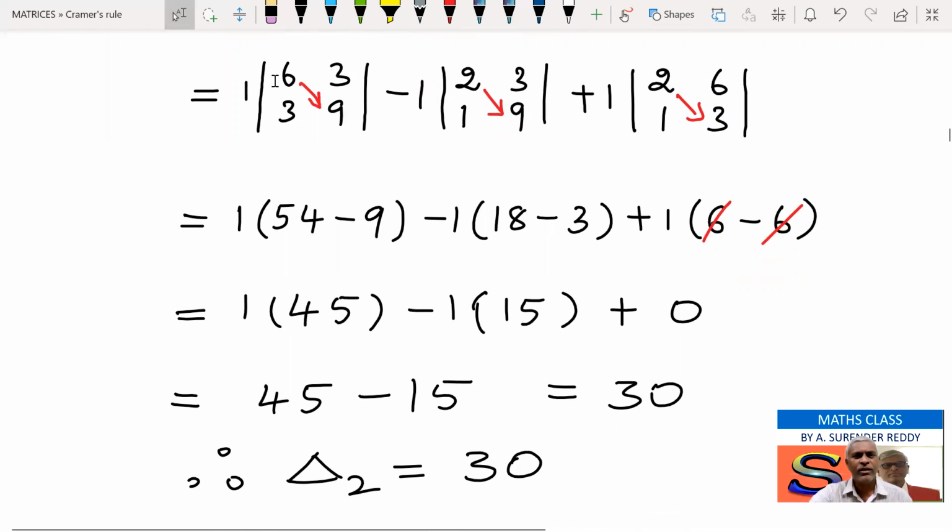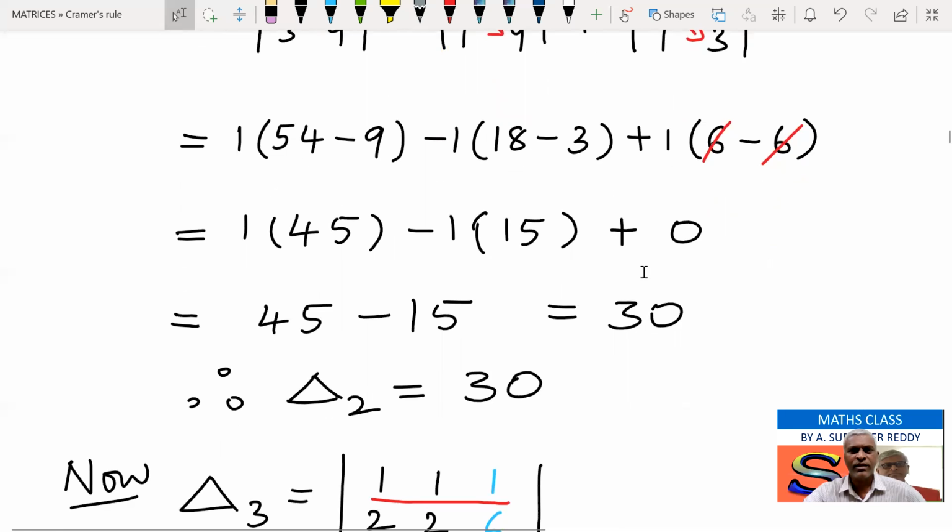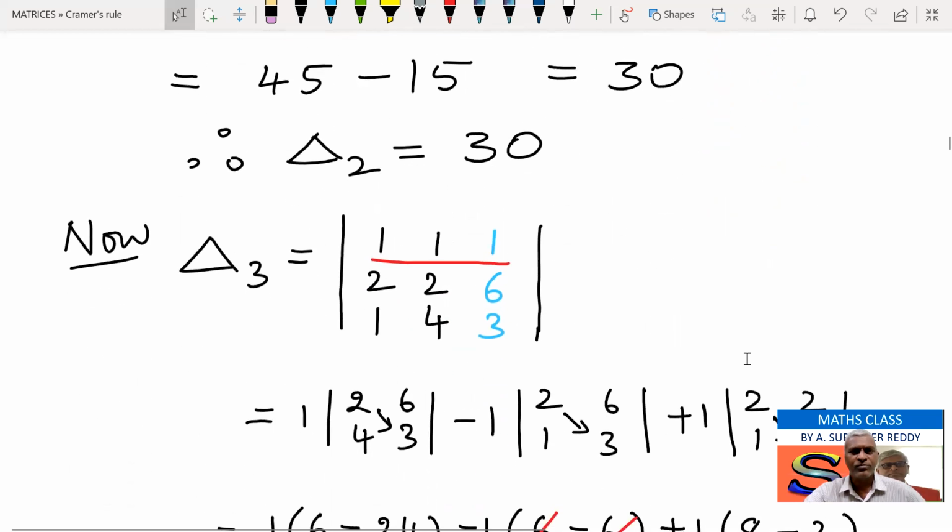Cross multiplying, 1 into 6 into 9 is 54, minus 3 threes are 9, minus 1 into 2 into 9 is 18, minus 3 into 1 is 3. So 2 threes are 6, minus 6 ones are 6. 6, 6 will get cancelled, 0. 54 minus 9 is 45, 18 minus 3 is 15. 1 into 45, 1 into 15. 45 minus 15 is 30. Delta 2 is 30.